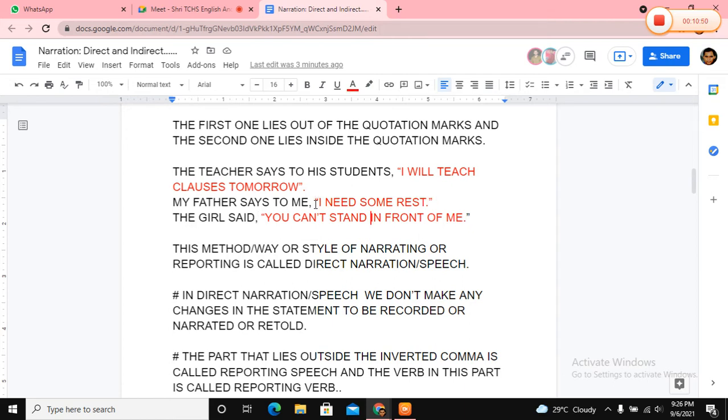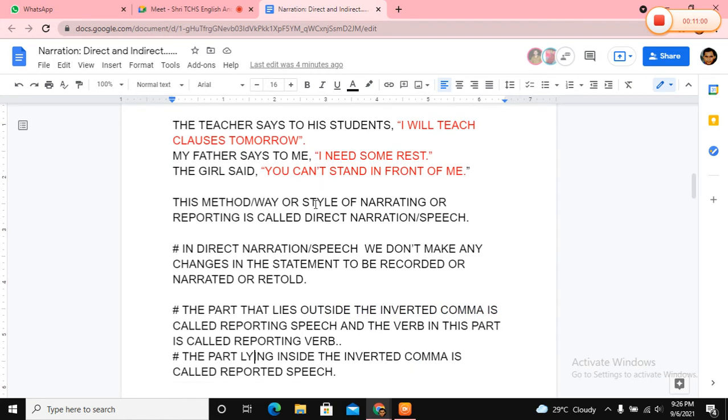The part that lies outside the inverted comma is called reporting speech, and the verb in this part is called the reporting verb. The part lying inside the inverted comma is called reported speech.